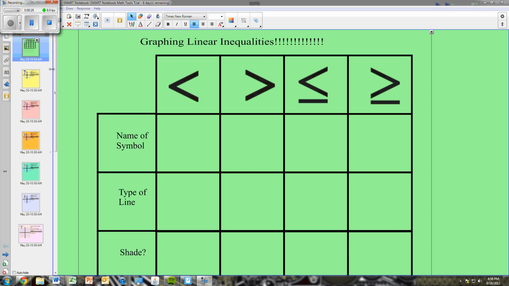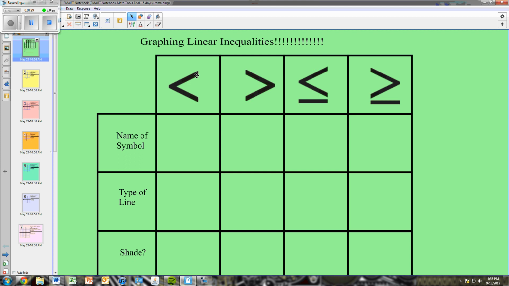So the first thing we're going to do is fill in these blanks that we have here. If we look at this symbol right here, and if we were to match that to our hands, this symbol would match with our left hand. So that tells us that this symbol is a less than. So we're going to go ahead and fill that in our blanks. It's a less than symbol.